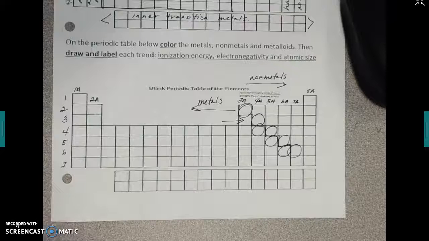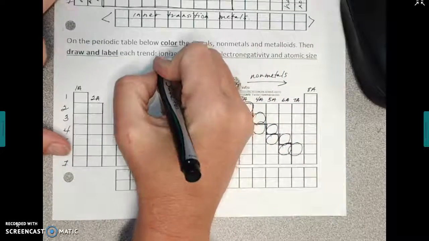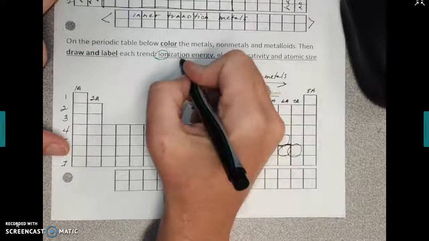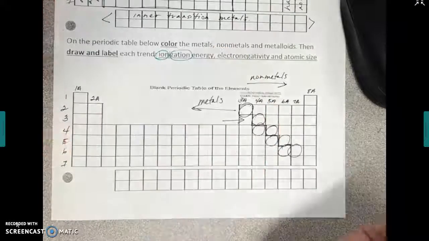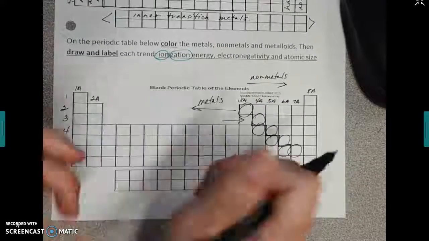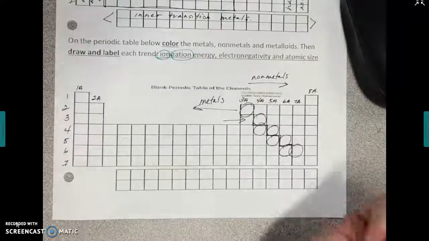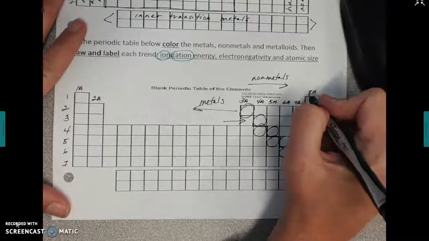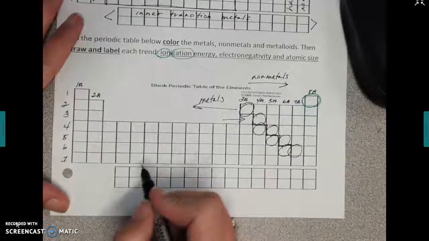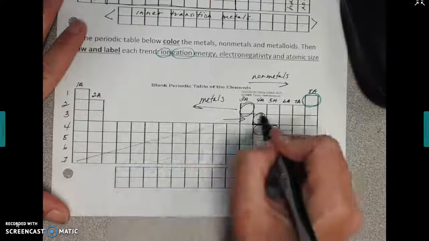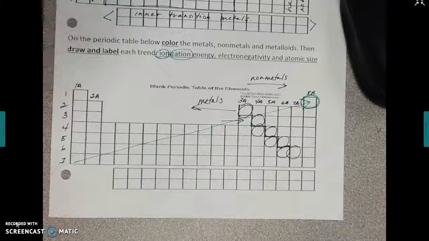Let's look at that. What is ionization energy? The energy required to... Good. You can break that word down. The word ion, to gain or lose an electron. The suffix -ization, the process, or to become. So the energy required to remove an electron. So helium has the highest ionization energy. So this is the trend. Okay?